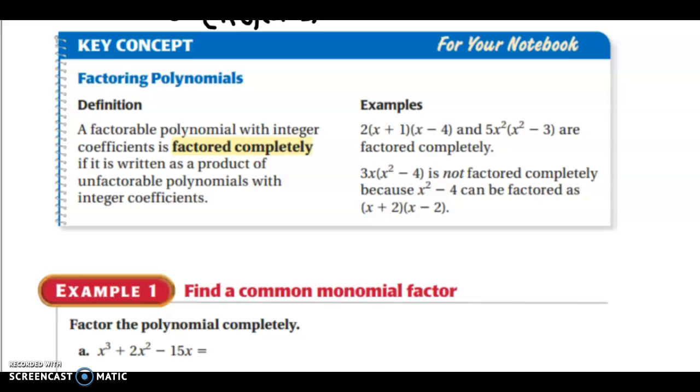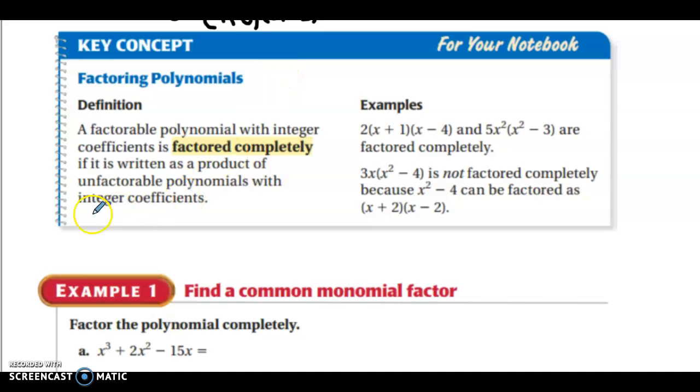All right, so to be factored completely, remember, polynomials, poly means many terms. Quadratics typically had 2 or 3 terms. So these polynomials could have many terms, but to be factored completely, it has to be a product of unfactorable polynomials, meaning those sets of parentheses next to each other that can't be factored any further.